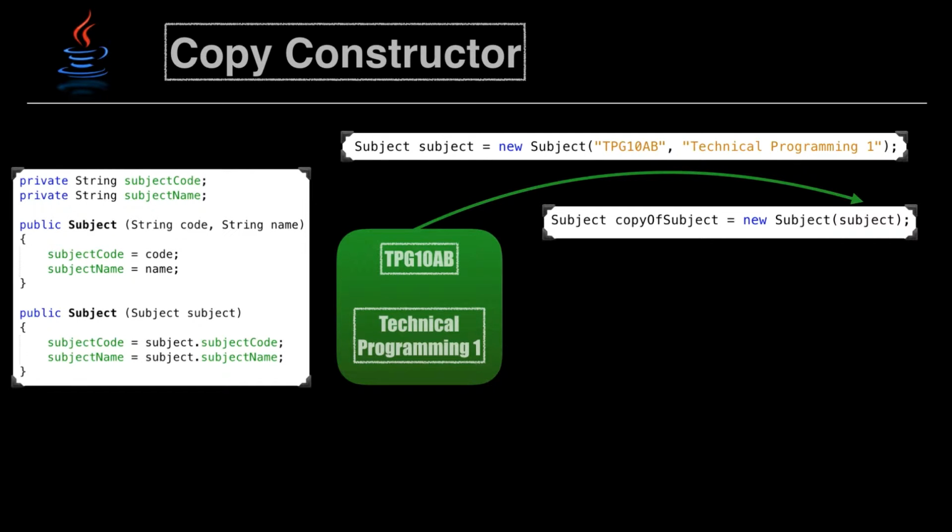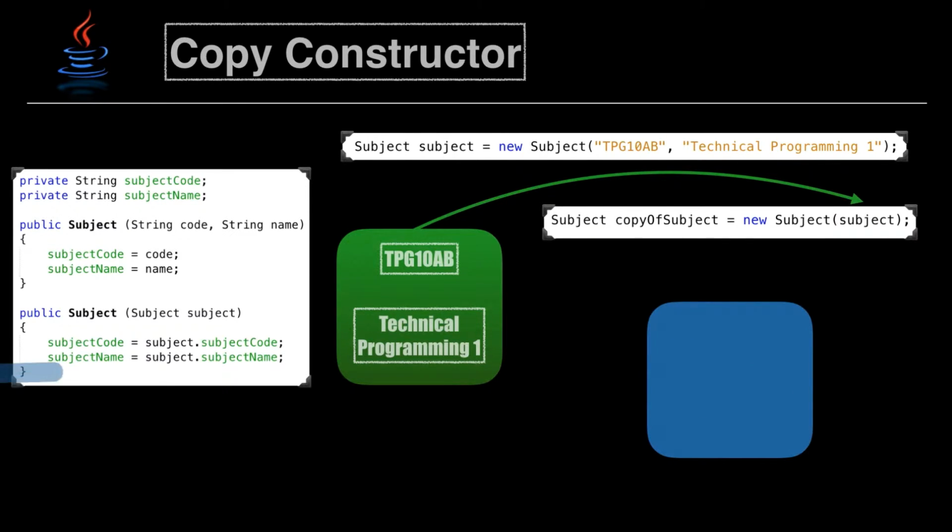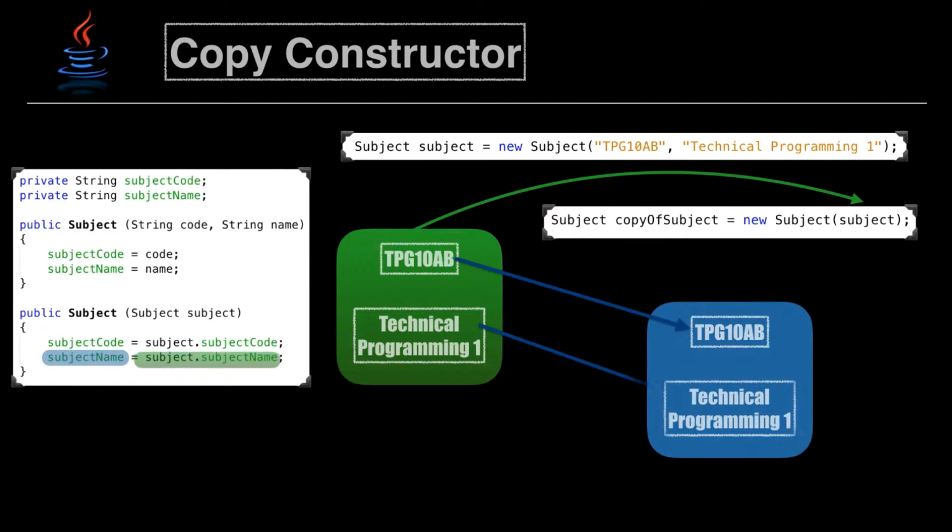So how do we make a copy of an object? We need to copy all fields of the object we want to copy to the fields of the new object that will be constructed. So for our blue object, we set the subject code the same as the subject code of the green passed in object. And we set the subject name of the blue object to the subject name of the green object. And now we made a copy of the green object.